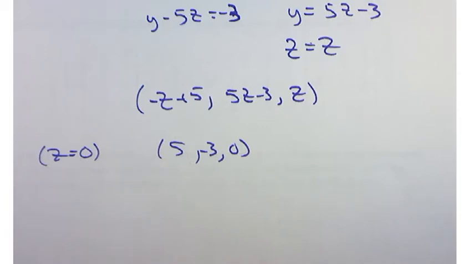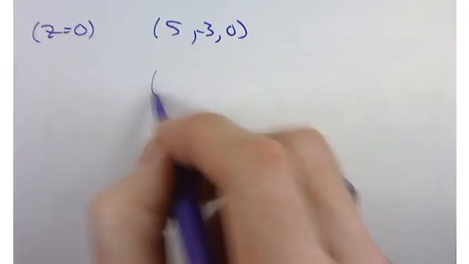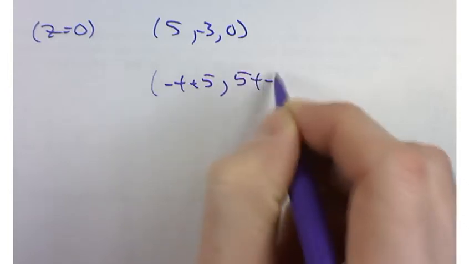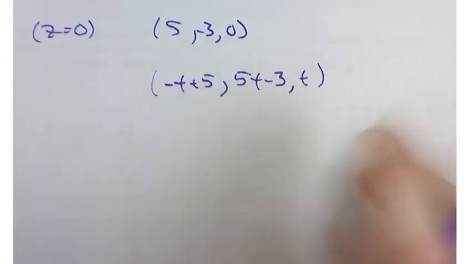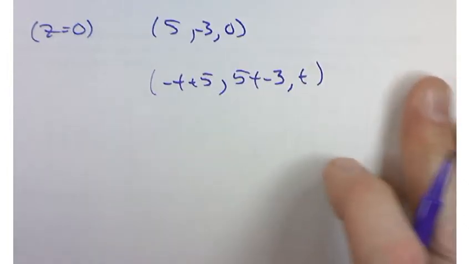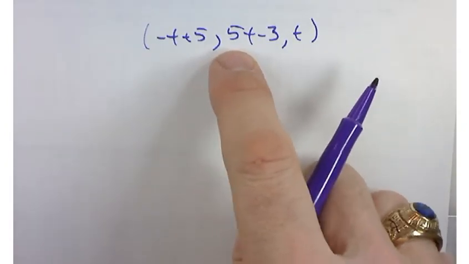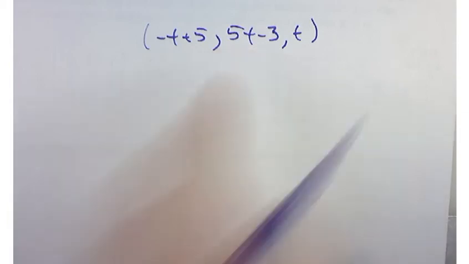All right? Just a heads up, the book's not going to use z like I do. Most books tend to use a t, so they'll go minus t plus 5, 5t minus 3, and t. And there's other varieties, other ways you can write this solution, but there's nothing wrong with z or t. Whatever is most comfortable for you.